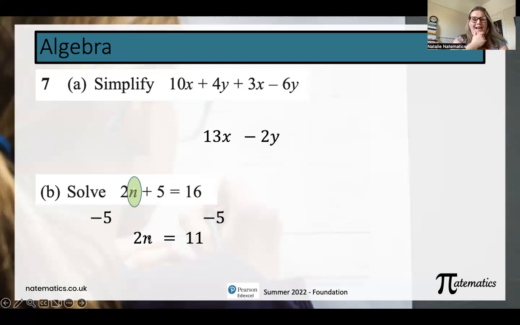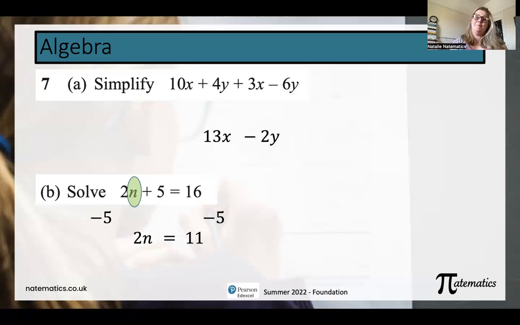So 2n equals 11. 2 lots of a number I don't know equals 11. So to get that n on its own, I've got to get rid of that 2. What's that 2 doing to the n? It's multiplying it. Remember, in algebra, another little tip for your revision cards: 2 times n, 2 lots of n. We do not show the times between numbers and letters in algebra. So we're multiplying.